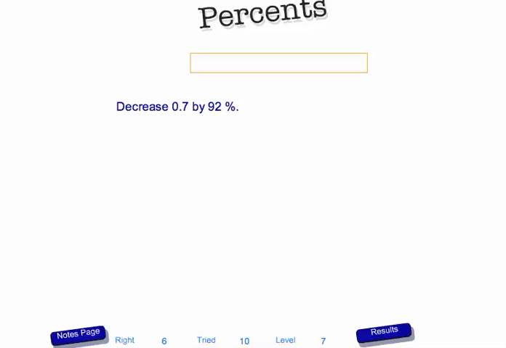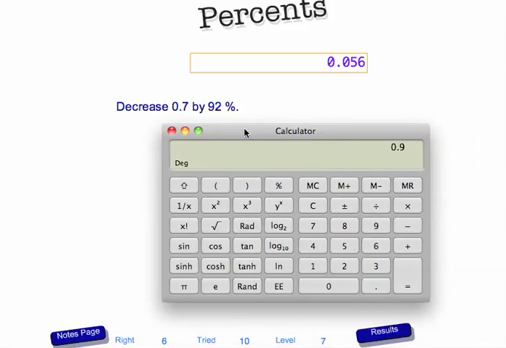All right, decrease 0.7 by 92%. All right, if we're removing 92%, then we have 8% left, okay? So what we're trying to do is figure out what 8% of 0.7 is, okay? 8% is 0.08 times 7, so that should give us 3 decimal places. Should be 0.056. Let's just try that out on the calculator just to be sure. So we remove 92% from 100%, so we have 8% of 0.7, so 0.08 times 0.7, sure enough, 0.056. Okay?